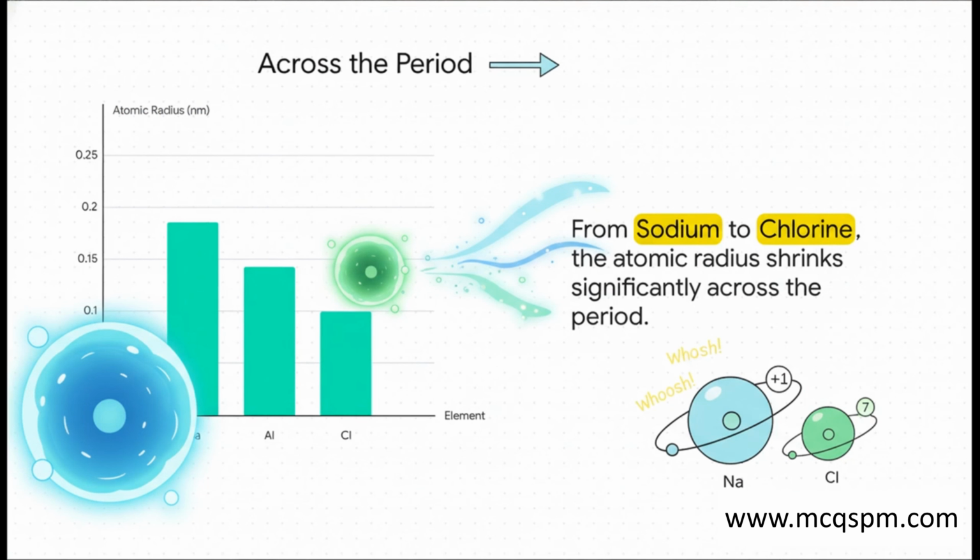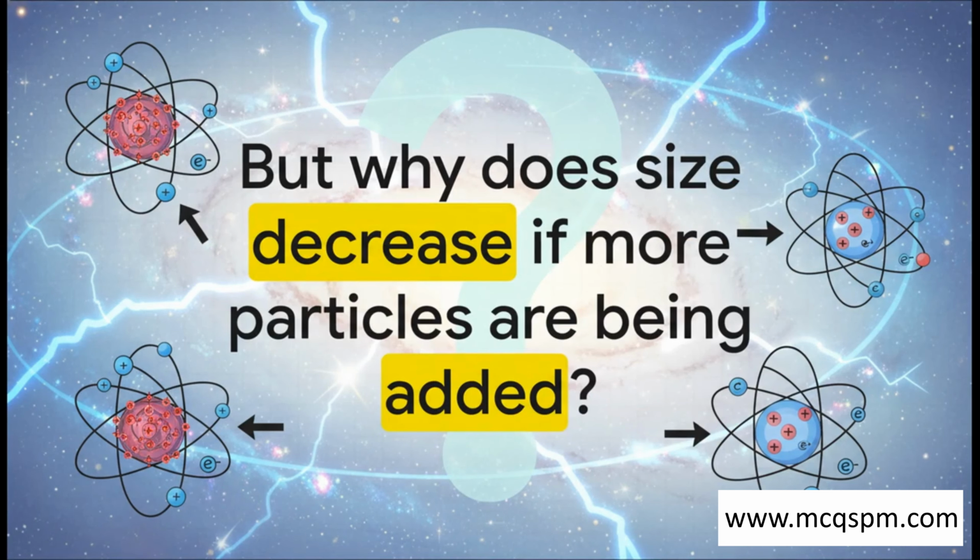And look at this graph. It makes the trend so obvious. You can literally see that huge drop in size as we go from sodium all the way down to chlorine. The data speaks for itself. Okay, so you're probably thinking, hang on a second. We're adding more protons and electrons. Shouldn't the atom get bigger? And you know what? That's the classic trap question that catches so many students out.